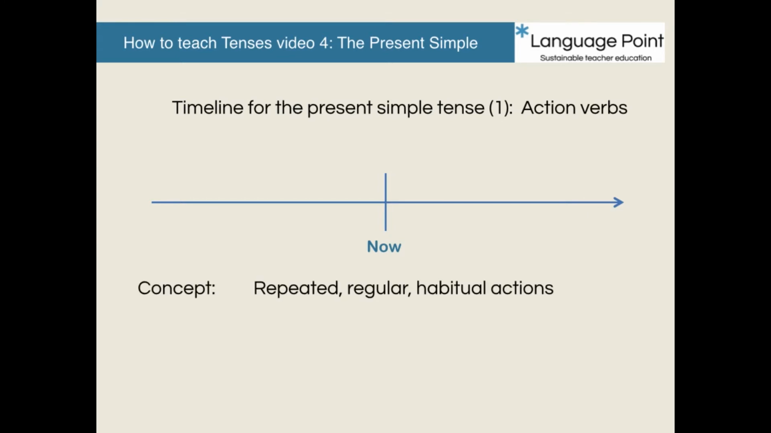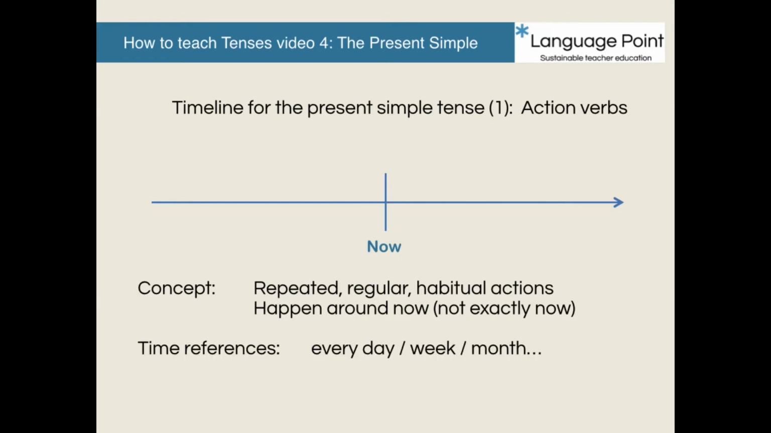The concept behind these verbs is that they are repeated or regular or habitual. There is more than one action happening in a present simple tense. They happen around now, but may not be happening exactly now. That would be represented by the present continuous tense, which, remember, is an unfinished action at the time of speaking.